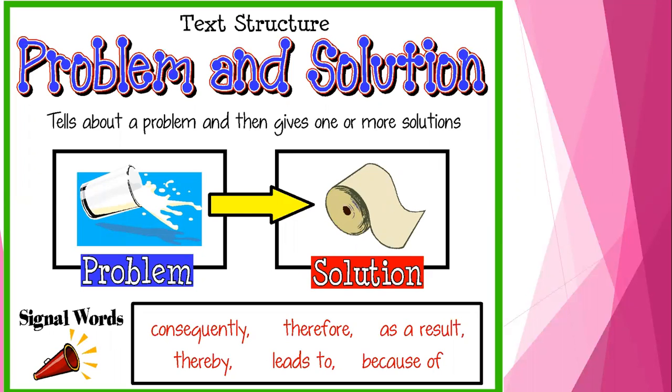So here's an example. If you spill milk, that's the problem. What would be a good solution to that problem? Well, you can go get something to clean it up. Some signal words while you're reading to identify problem and solution are, you can look at consequently, therefore, as a result, thereby, leads to, and because of.